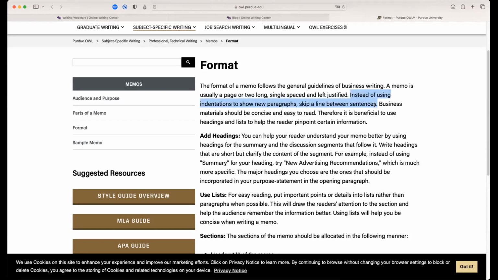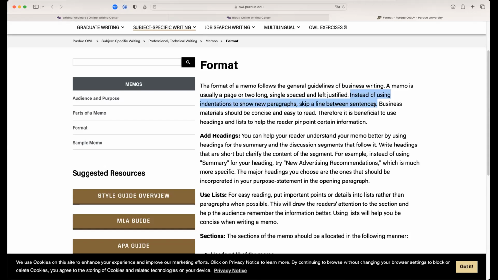Instead of using indentations to show new paragraphs, skip a line between paragraphs. Yes. And the reason is that this facilitates scanning when people look through really fast. And it also facilitates speed reading. Speed reading is classically described as reading the first and last sentence in every paragraph. And so it's a lot easier to jump between them when there's this clear horizontal space between, this full width space between paragraphs. So we continue.